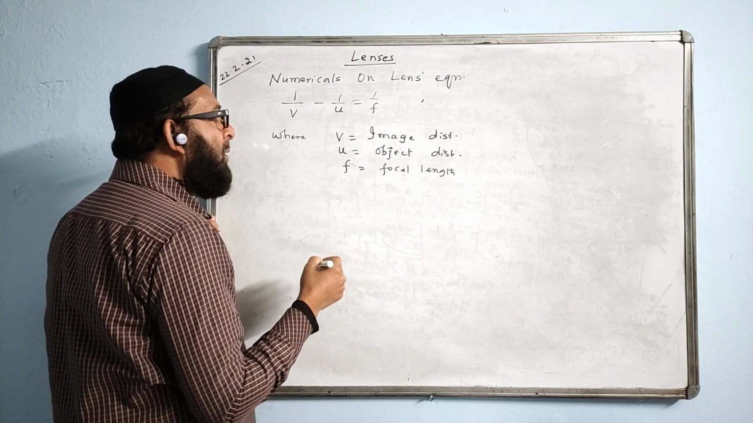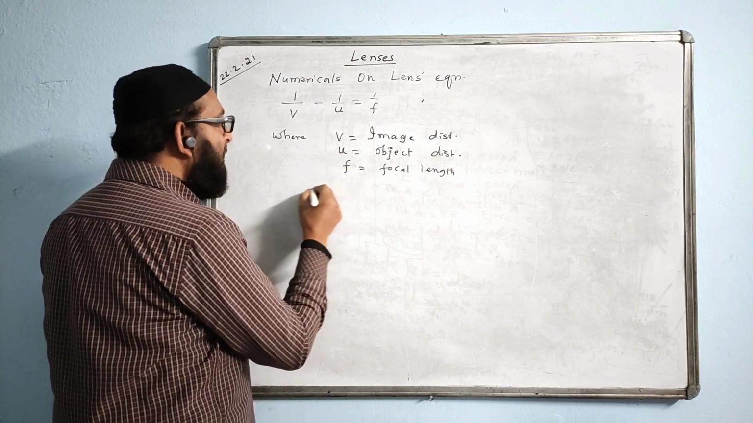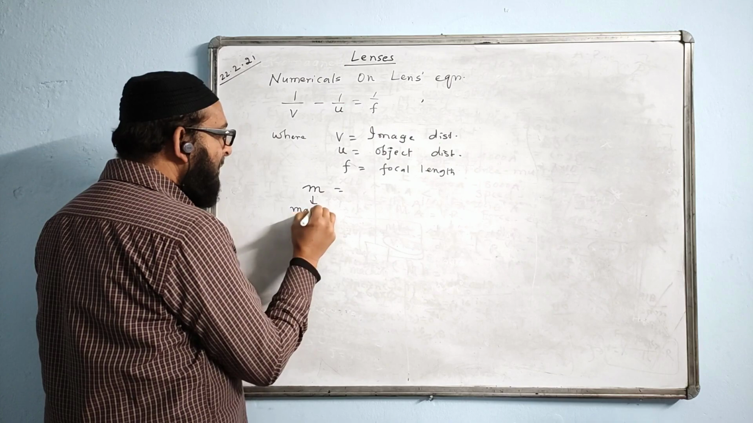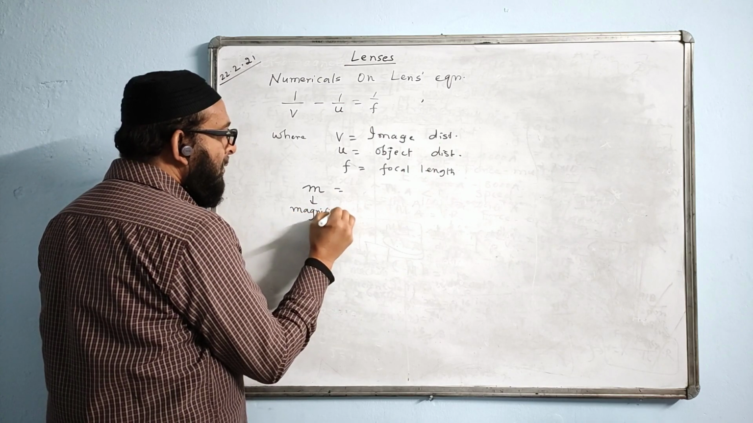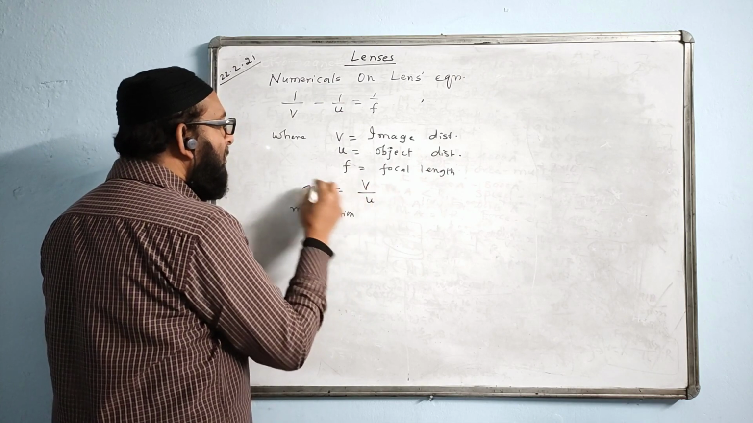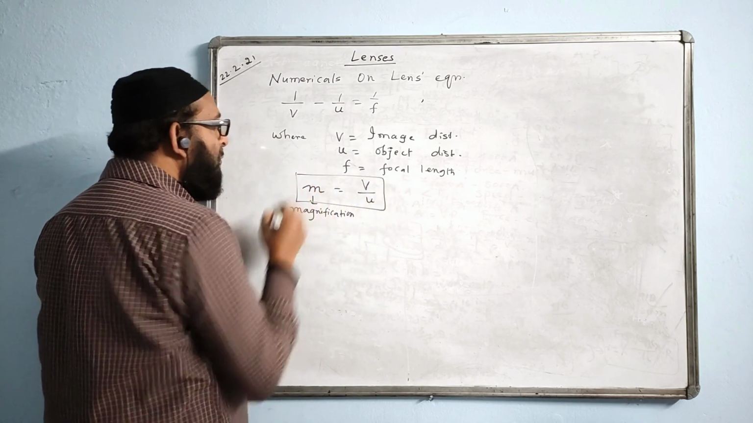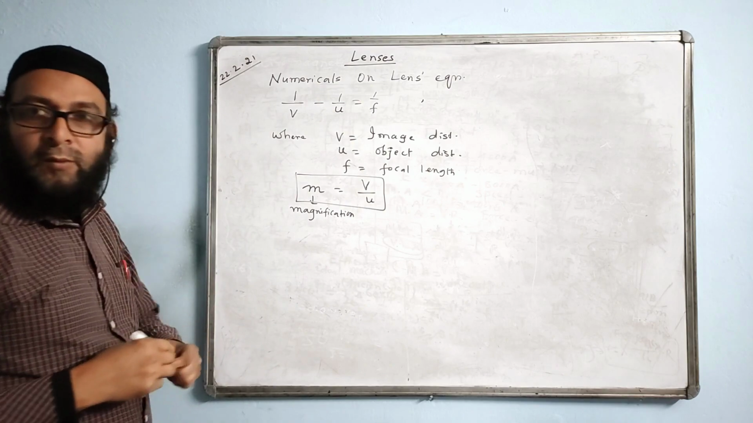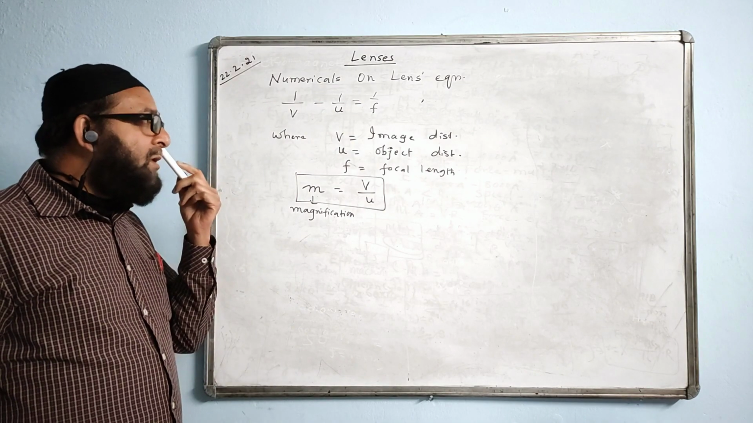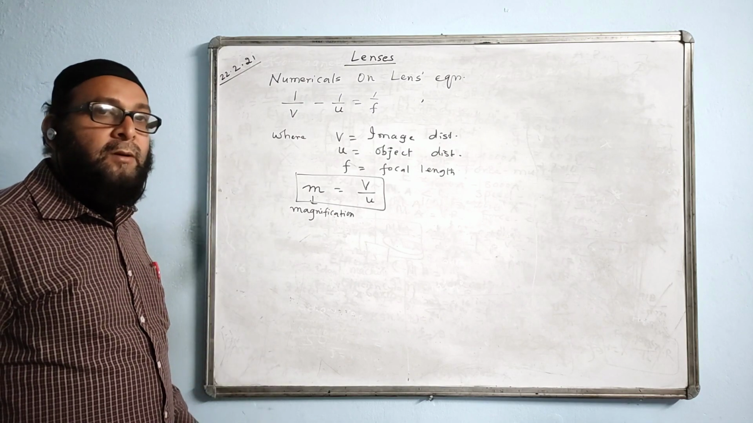Okay, now there is another formula of magnification. M is magnification. It talks about the size of the image. The formula of magnification of lens is v by u. M equal to v upon u. Okay, now we apply the sign, positive, negative. Learn about the sign.